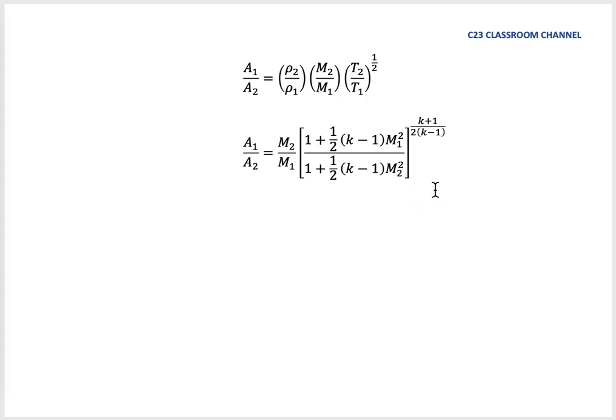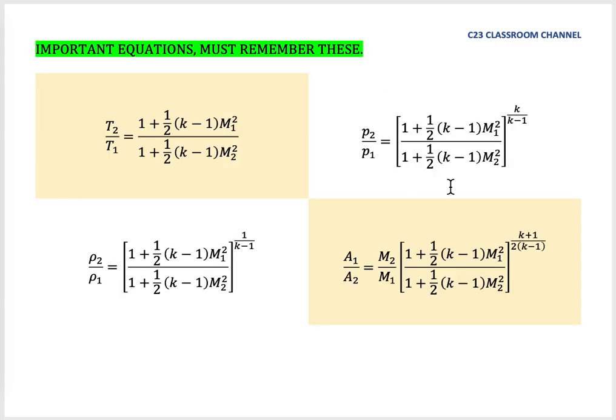It is an advantage for you to remember this equation, but if you don't remember it, it is okay to do the derivation from the basic equations. Please try this at home. And these are the equations that you need to remember to answer the final exam: T2 over T1, rho 2 over rho 1, P2 over P1. These are the three common equations, and it is an advantage for you to remember them for the final exam and for this lesson.